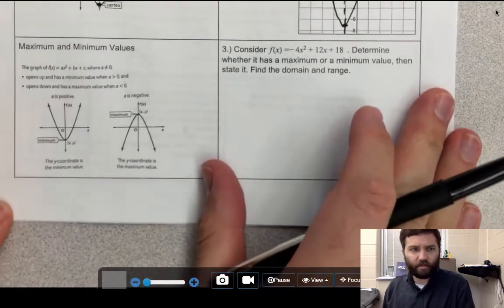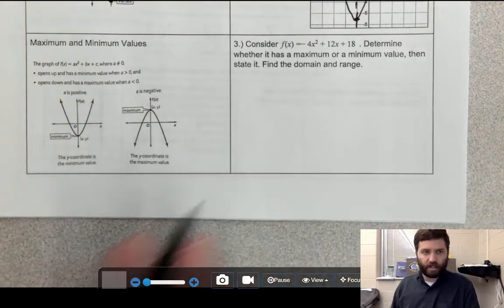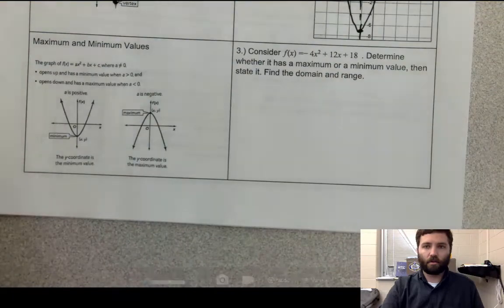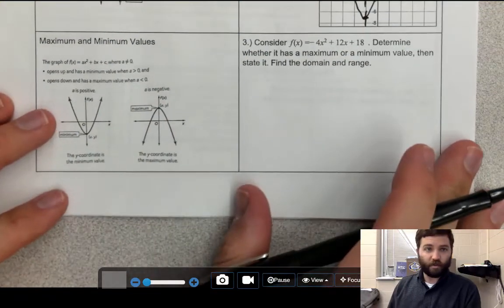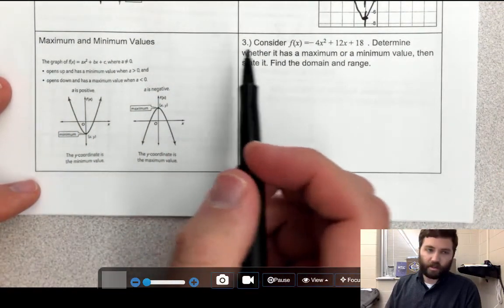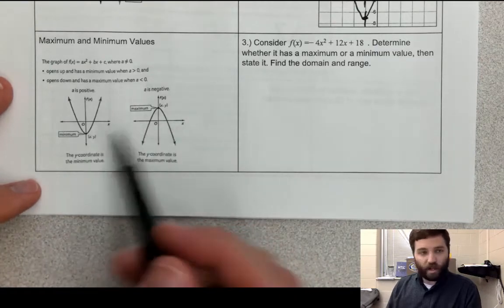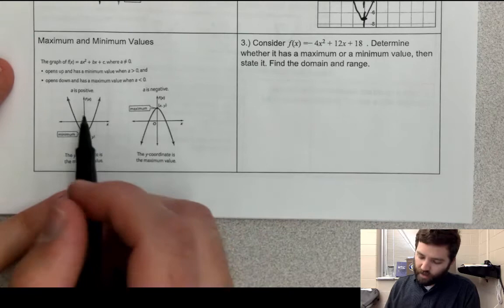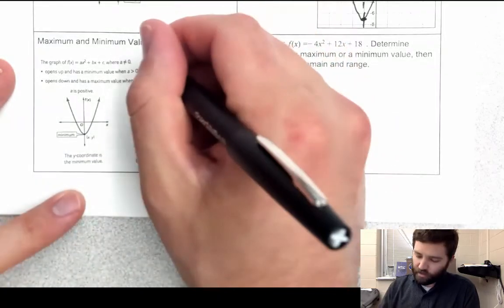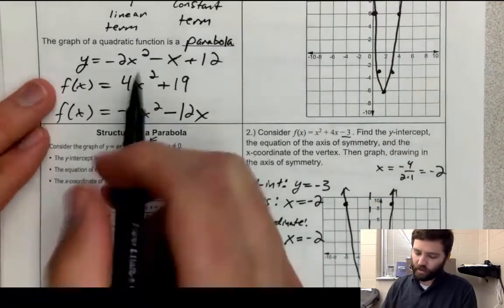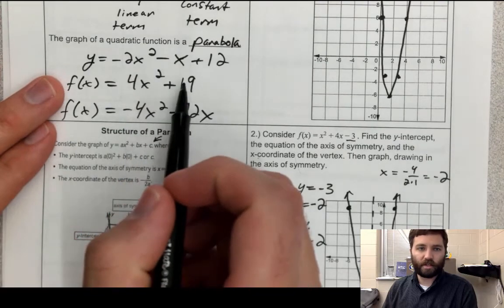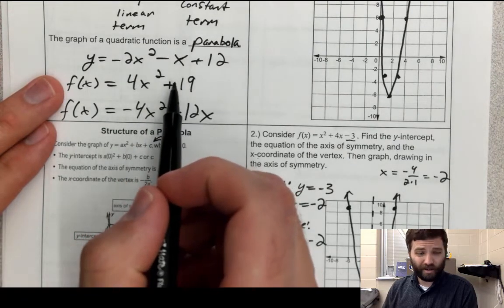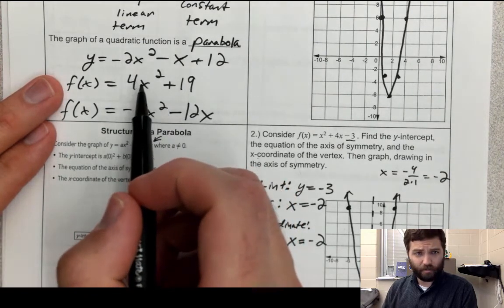All right, let's talk about maximum and minimum values. We've already talked about maximums and minimums in the context of other problems, but every parabola will have a max or a min, and that will depend on the a value out in front. So if a is positive, like in this function here, 4x squared plus 19, that parabola will open up, so it will have a minimum.